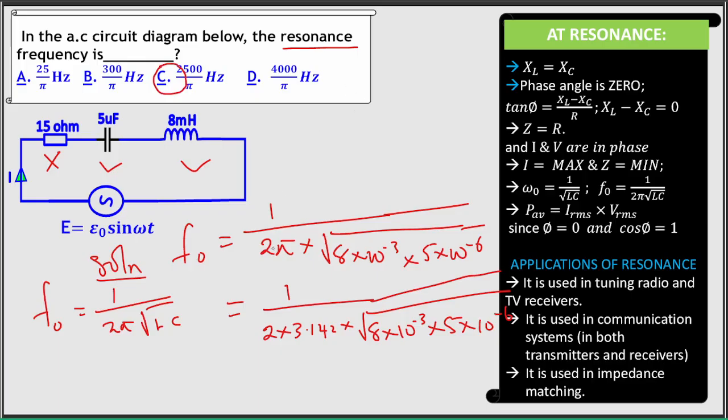Now, if you want to see how I solve this without using a calculator, check out question number 24. I've already solved it in our series of 40 questions with respect to RLC series alternating current. All right, so check it out. You see how I solved this so that it doesn't consume much time.